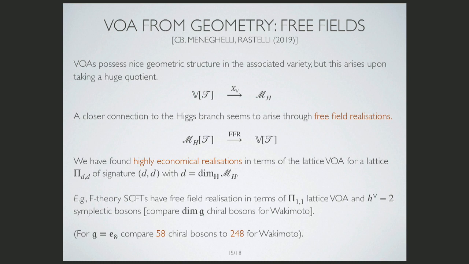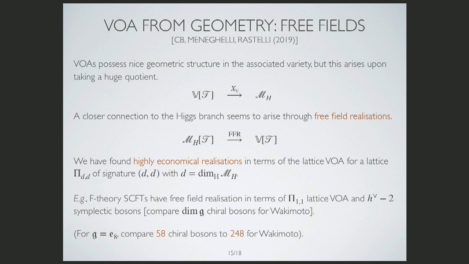What we've been discovering more recently is that there's perhaps a closer connection to Higgs branch physics than just what's implied by that map, which is a map in the other direction: we seem to be able to take the Higgs branch physics of a 4D N=2 SCFT and recover the associated vertex algebra via a free field realization. And we're finding very economical free field realizations of these vertex algebras, economical in the sense that they use fewer free fields than you might have thought. So in general, we have constructions using a lattice VOA of signature (D,D), where D is the quaternionic dimension of the Higgs branch.